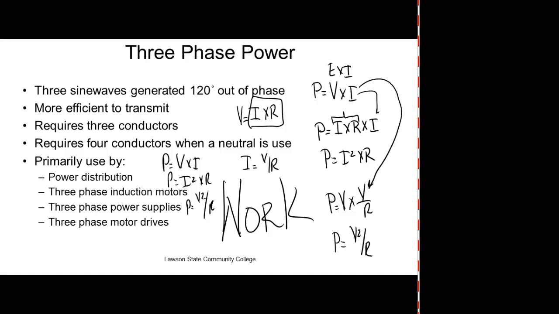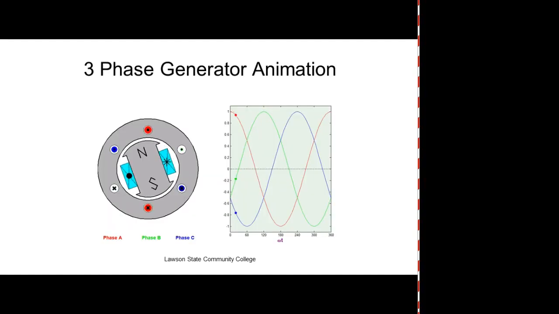We use it by 3-phase. Power distribution is 3-phase, all the way down to almost to your house. So usually when the telephone lines come to your house, you have 2 wires. If you see 2 wires, that's single phase, right? You understand? Very seldom do they send 3-phase down into the neighborhood. But somewhere the single phase comes from what? 3-phase. So 3-phase feeds all the substations. 3-phase motors, 3-phase induction motors, 3-phase power supplies, and 3-phase motor drives. So all these guys use 3-phase, mainly for power distribution.